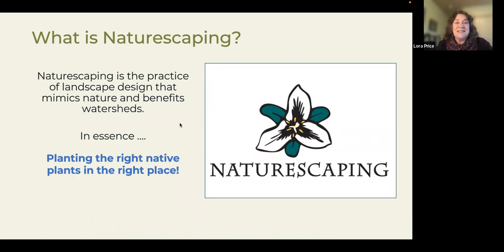So in essence, we like to think of it as the practice of landscape design and care that mimics nature and benefits our watersheds, our soil and water and plants, as Andrew indicated. And in essence, a big part of it is planting the right native plants in the right place. And you'll discover that plants grow in community because of that. The ones that like the same conditions will often be in community together. So notice that the next time you go out hiking in nature.